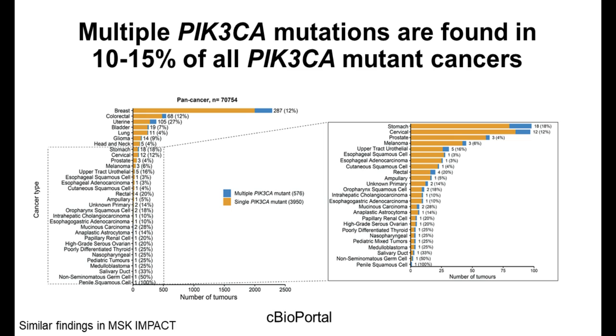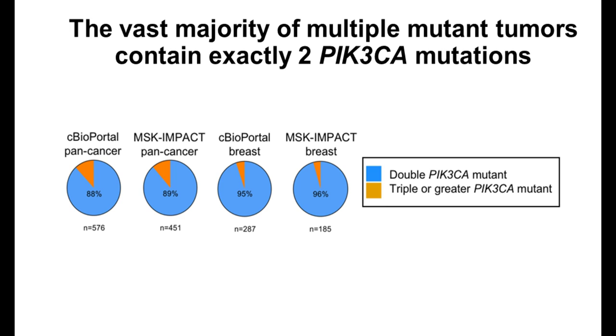This is true in both common cancers like breast cancer and colorectal cancer. But marching down this graph, you can see that even in the rare cancer types, shown in the second inset, we see this persistent signal. We recapitulated these data also in MSK-IMPACT, which is our internal biorepository that is enriched in metastatic patients. We found in all of our data sets that the vast majority of multiple mutant tumors contain exactly two PIK3CA mutations.